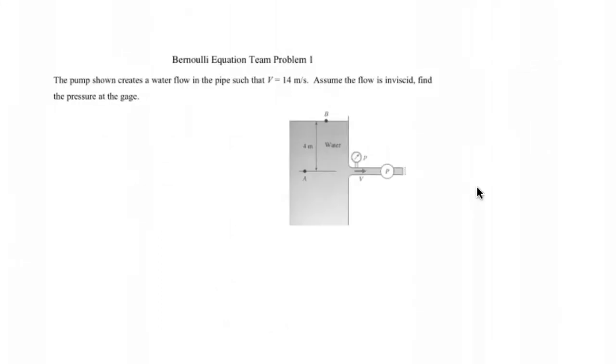Here's our example problem. This pump shown creates a water flow in the pipe such that the velocity is 14 meters per second, right here. And they want to know the pressure at the gauge, which is essentially the pressure right here. So let's talk through how to solve this using Bernoulli's equation.